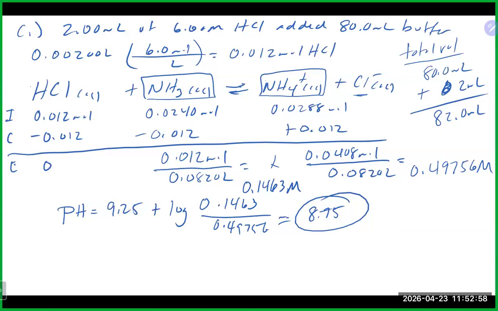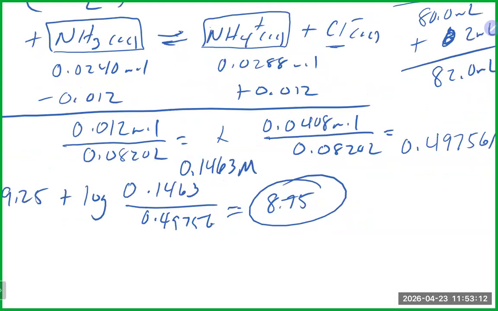And just like on the previous step, if you wanted to, you could have used an ICE table instead of the Henderson-Hasselbalch equation. Questions on buffers? Buffer aficionados? All right, then we're off to the next topic.